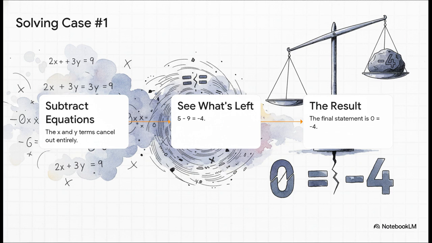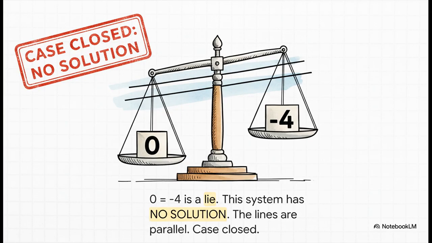If we just subtract that second equation from the first one, watch what happens. 2x minus 2x, gone. 3y minus 3y, also gone. The entire left side just became 0. And on the right, 5 minus 9 gives us negative 4. So we're left with the statement 0 equals negative 4. And there it is, our first clue. Is 0 equal to negative 4? No way! That is a flat-out mathematical lie. The variables vanished and they left behind an impossible statement. So, our conclusion? This system has no solution. Those lines are parallel. Case closed.